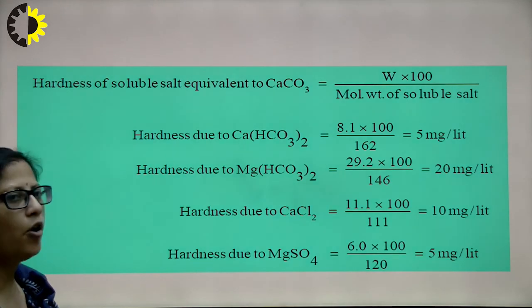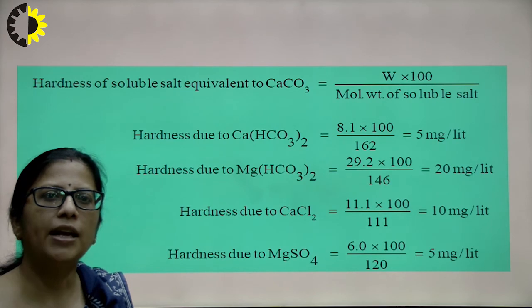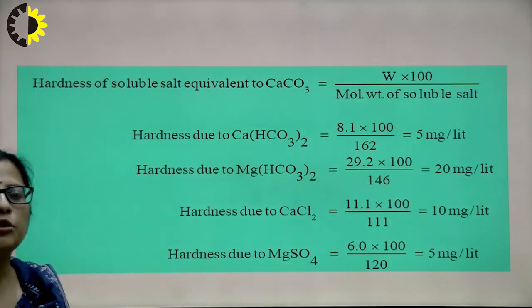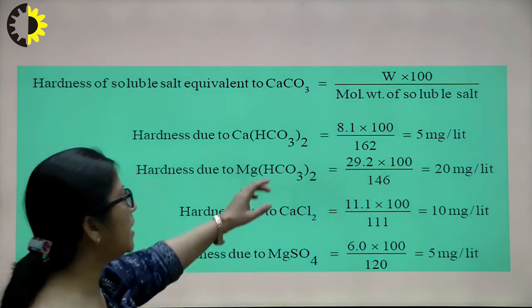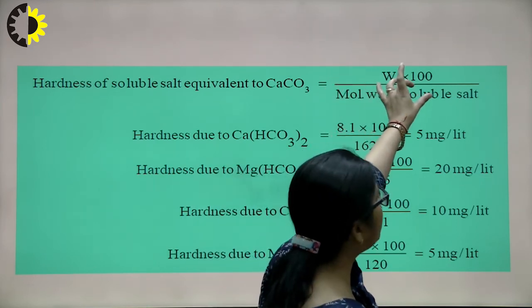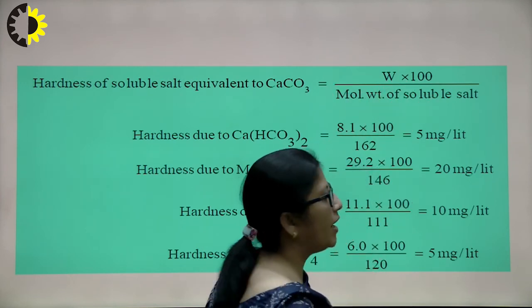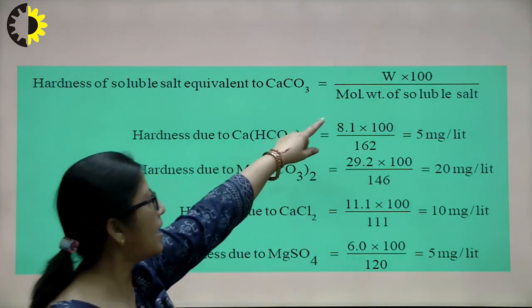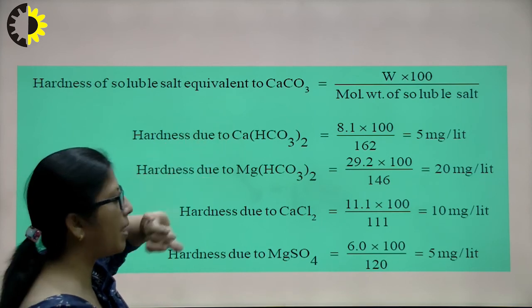Now, as I have already discussed, for the hardness of a soluble salt equivalent to calcium carbonate, we can do the calculations according to the equivalent weight or the molecular weight. So, here it is the weight of the sample which is present in water, multiplied by 100, which is the molecular weight of calcium carbonate, divided by the molecular weight of the soluble salt, that is the salt which we are taking here, as capital W. Suppose I am taking the hardness due to calcium bicarbonate.